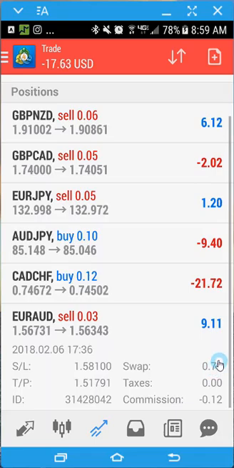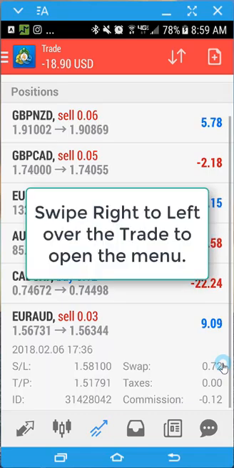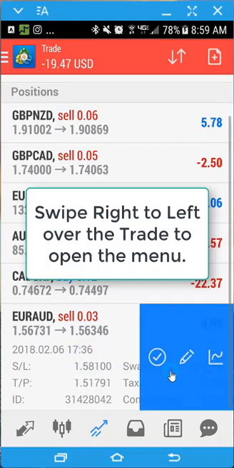So the way you do that is, let's say again, the swipe trader says, hey, we hit 100 pips, all right? Go ahead and take partial profit and move your stop loss to break even. All right, so what you're going to do, very first thing, is you're going to move, this is on the app by the way, swipe from right to left.